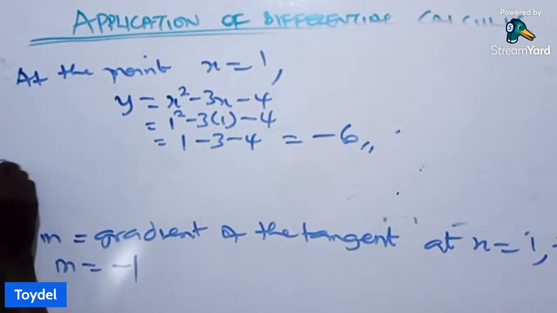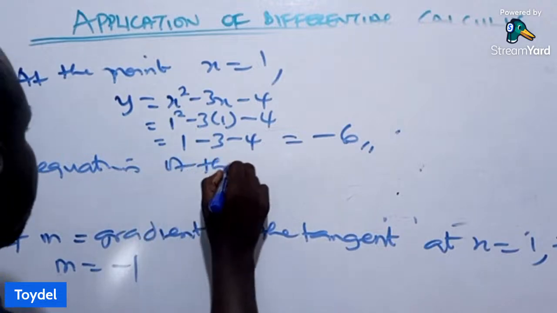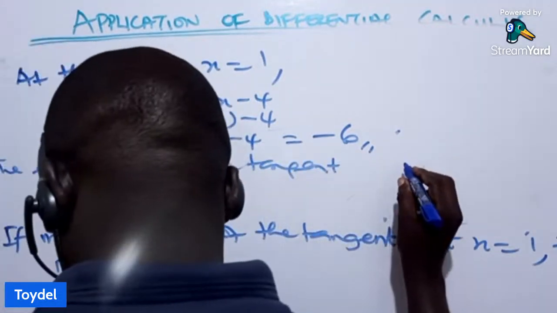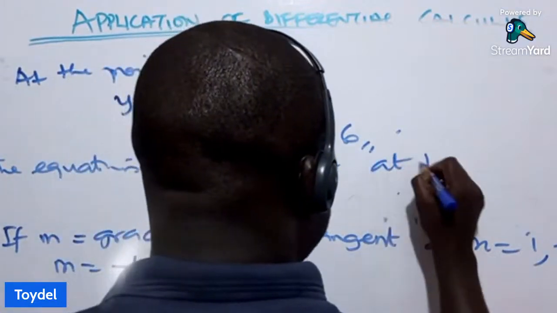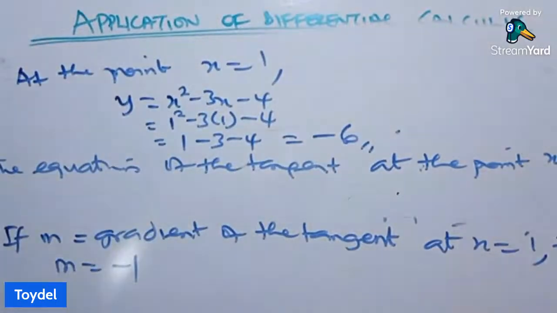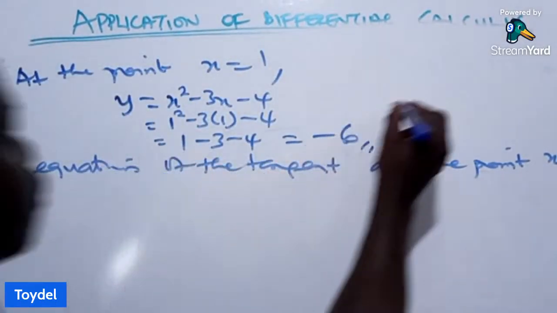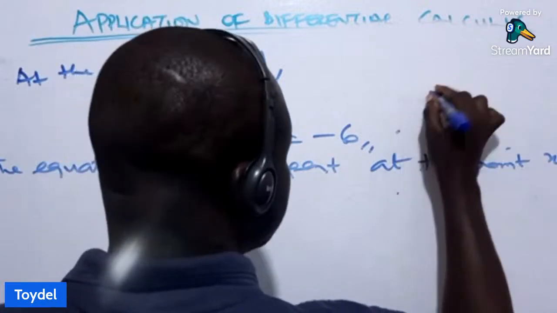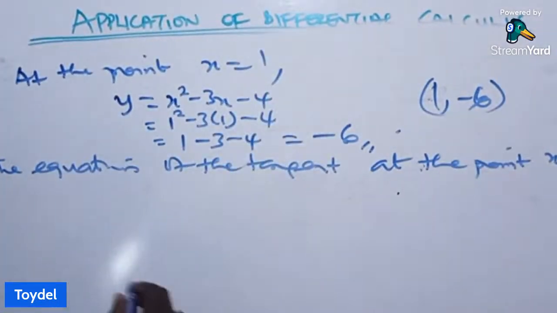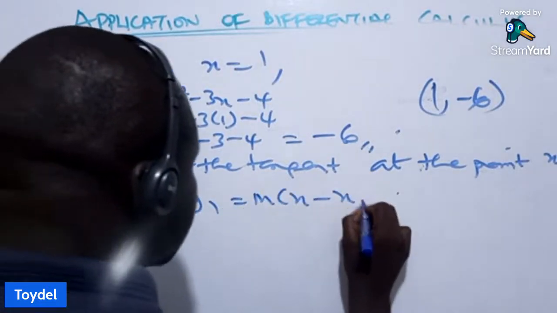So the equation of the tangent at that point x equal to 1 is going to give us this. We know the coordinate now. The coordinate at that point is 1 comma minus 6. So the equation of the tangent at that point is going to give us y minus y1 is equal to m into bracket x minus x1.